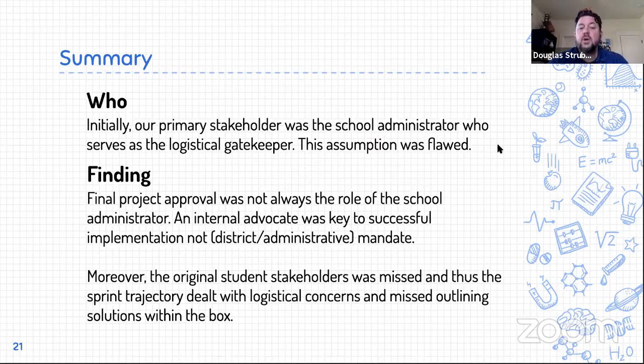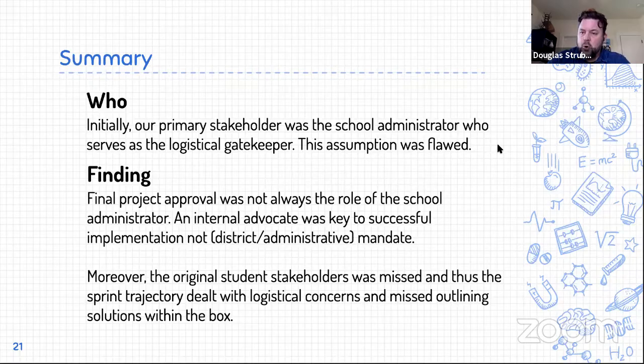So initially our prime stakeholder was the school administrator because they serve as logistical gatekeeper, but this assumption proved to be flawed. Our finding was that the final approval process was not always just the administrators. There were internal advocates that were key to the success of these programs at schools. And so it didn't necessarily have to come from a top-down mandate, that it could be an internal change or a project or something that is grassroots.